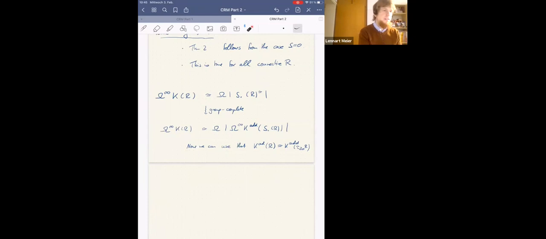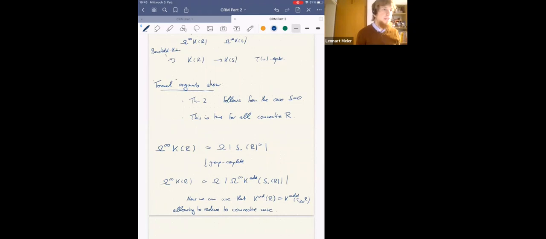Allowing to reduce to the connective case. Okay, so this is a very brief sketch. It's not really the complete argument, but I see that my time is up. So I think this is a good moment to stop.